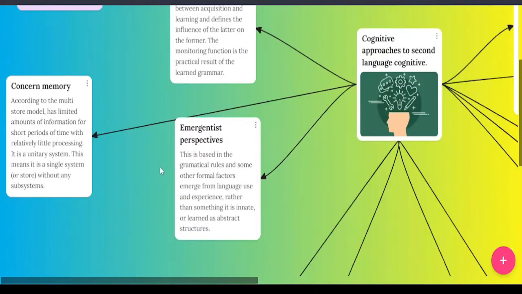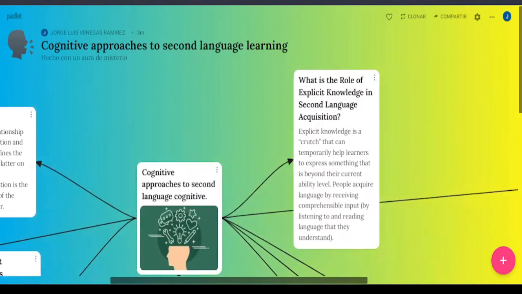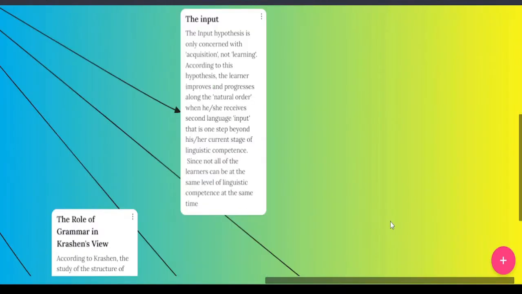Now we're going to continue with the input. So what happens with this? The input hypothesis is quite important, because it's Krashen's attempt to explain how learners acquire second languages, how second language acquisition takes place. The input hypothesis is only concerned with acquisition and not learning. I mean, how can we get this information? Just watching a movie, or getting some language from other people.